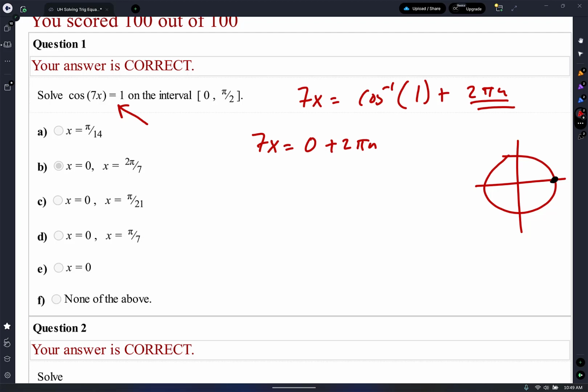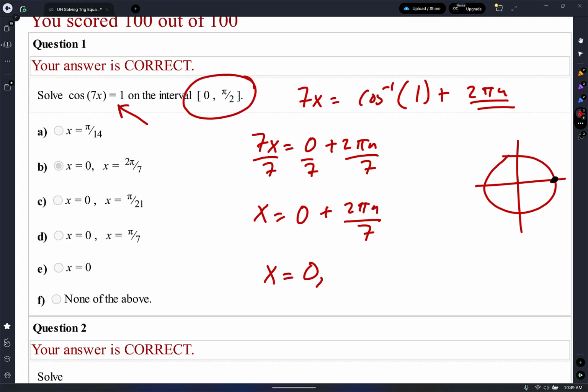How did I get rid of that 7 there? Divide by 7, divide by 7, divide by 7. X equals, you still have a 0 there, plus 2 pi n over 7. So the period is 2 pi over 7, so that's why that 2 pi over 7 is there at the end. All right, so what are my x values? Well, one x value is 0, because it's telling me to look between 0 and pi over 2. And then the other x value is 2 pi over 7.